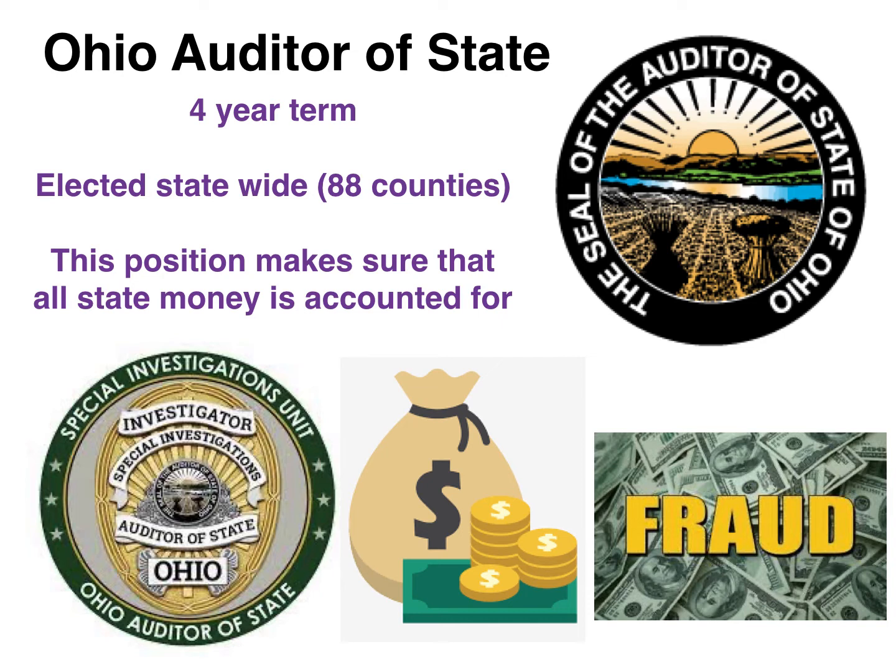After all 88 counties have been counted up, then you are the Auditor of State. It's a 4-year term. This one doesn't get a lot of attention, but this position makes sure that all state money is accounted for and spent properly.